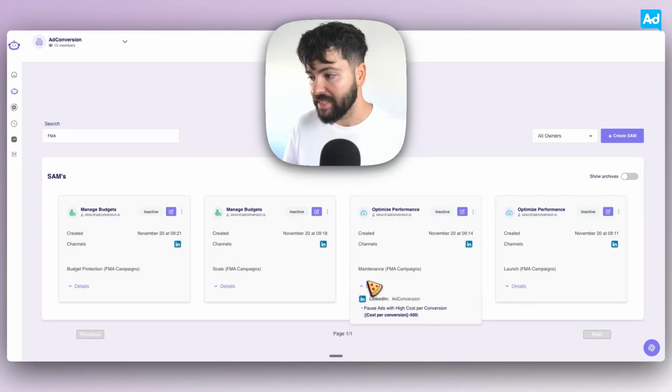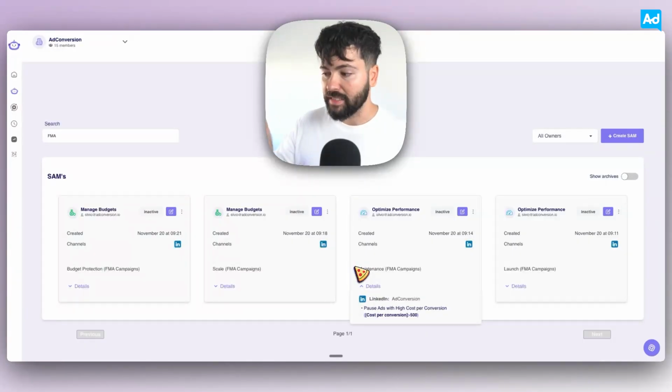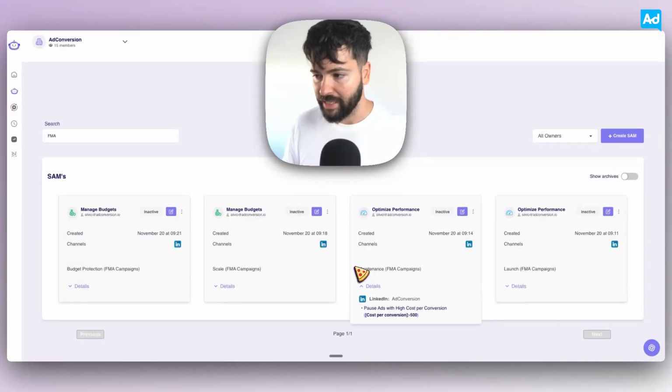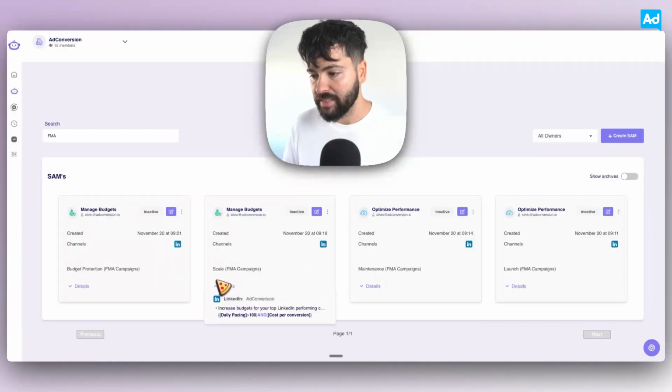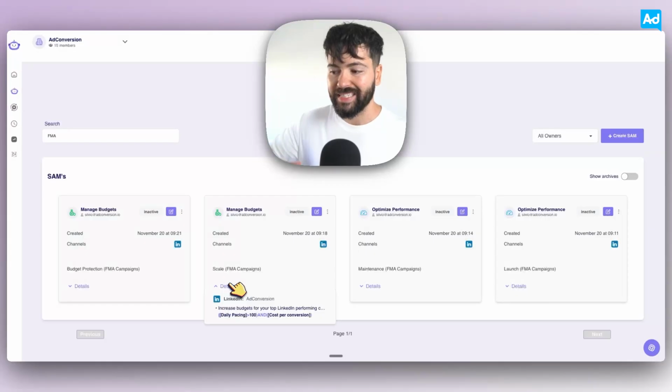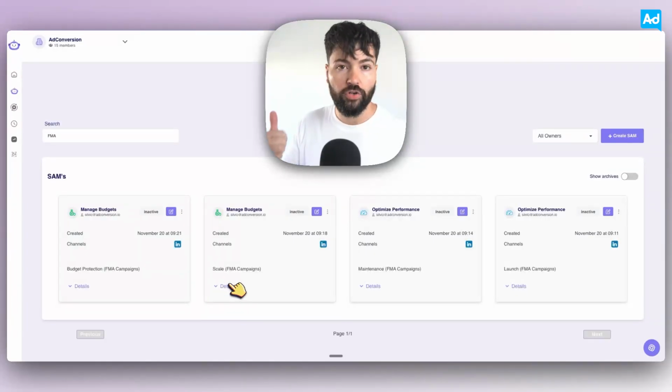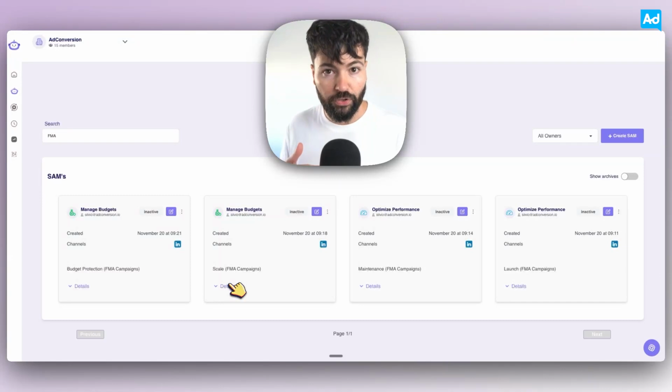Then I have a maintenance SAM. And the maintenance SAM is looking over my same campaigns, and it's looking if my ads have a high cost per conversion greater than 500, they're going to get killed. And then I have a scale SAM. And in my scale SAM, what I'm doing is I'm increasing budgets for my best performing campaigns that have a strong daily pacing and the cost per conversion is acceptable based on my targets.